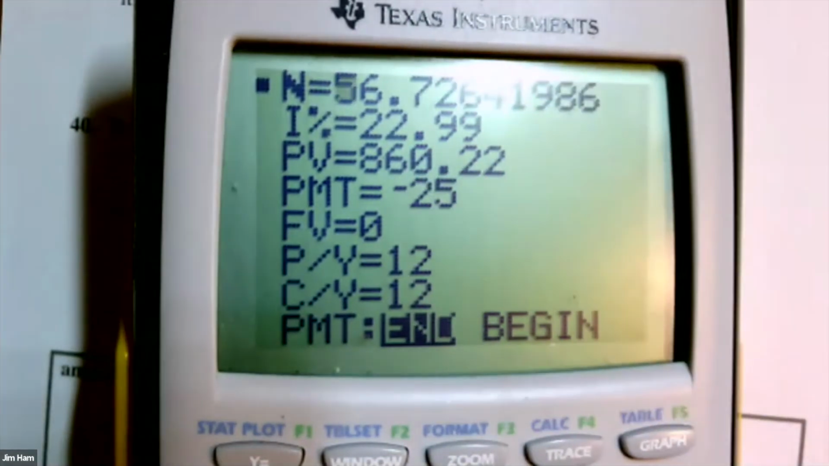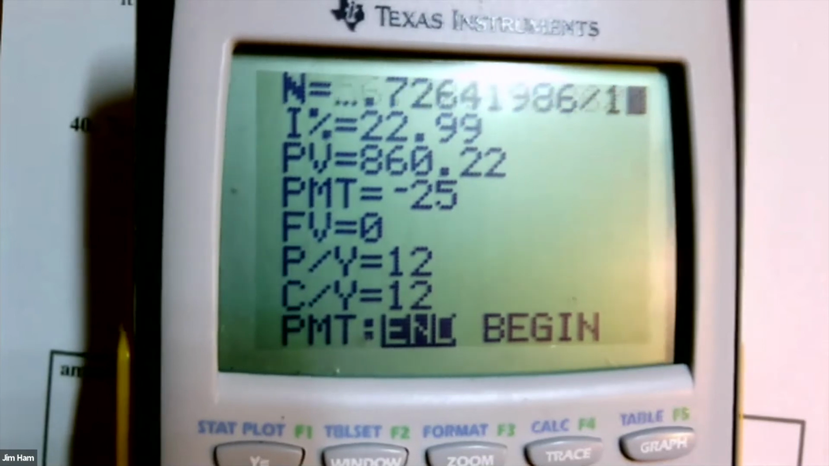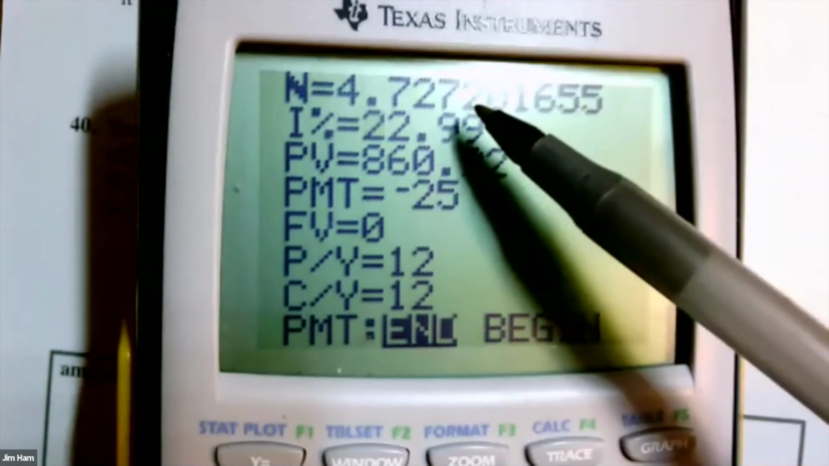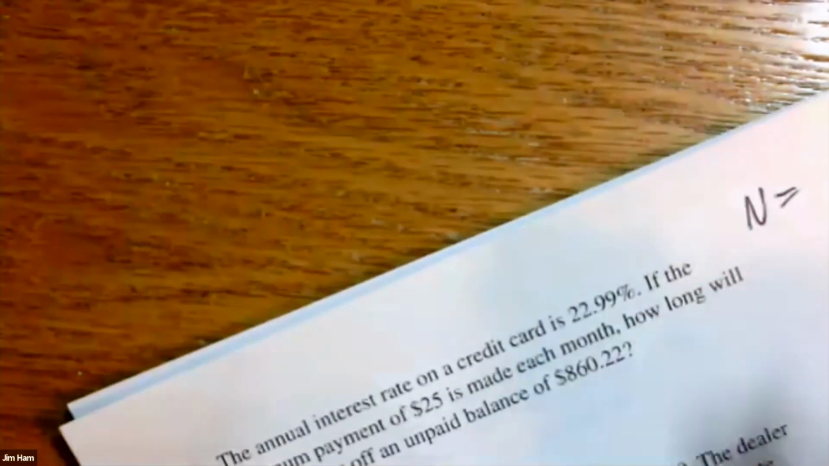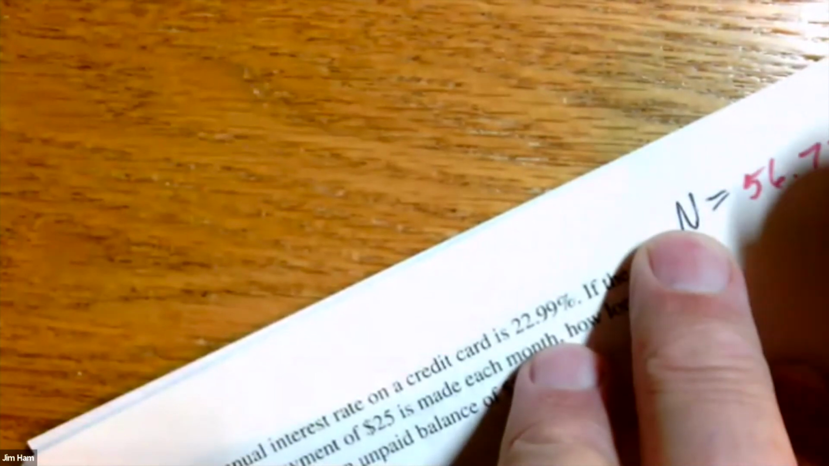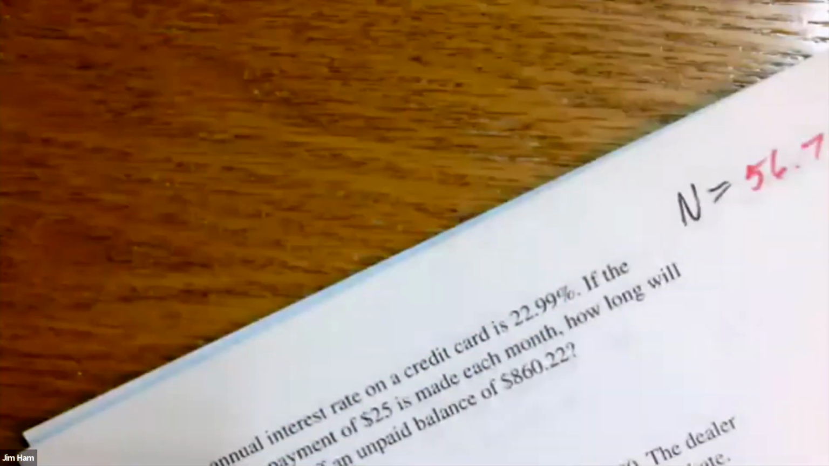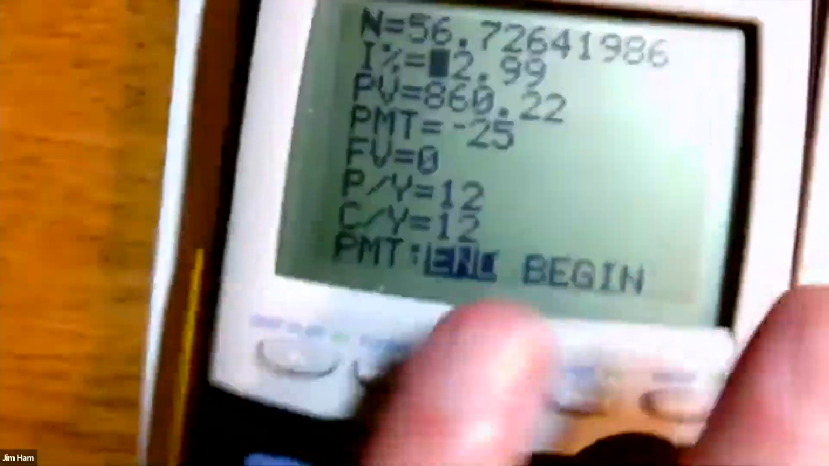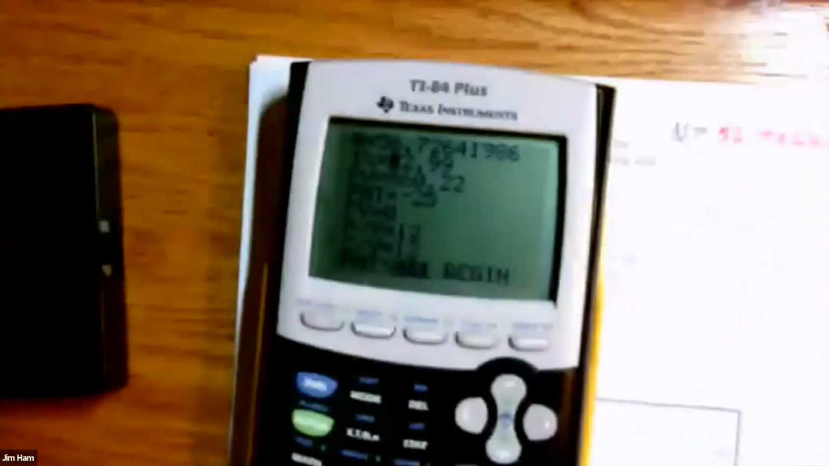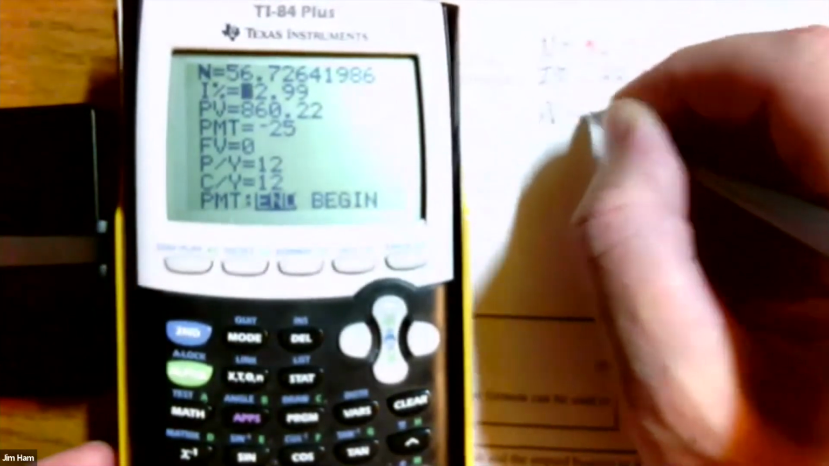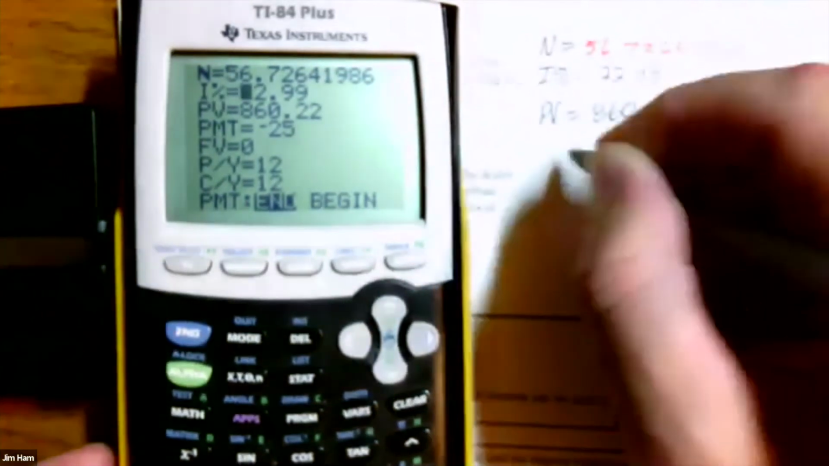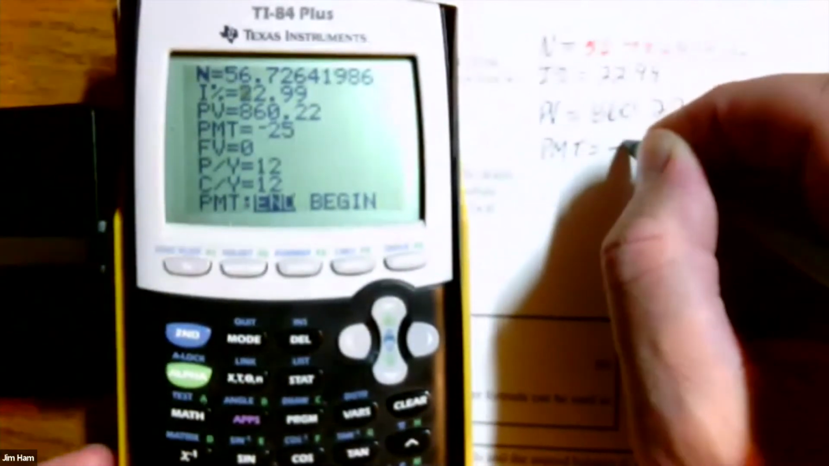So I think your answers are good. What I like to do is just scroll to the end and just say divided by 12. And there's the number that many of you came up with. Okay. So n is going to be equal to 56.72641986. I/Y is equal to 22.99. Present value is 860.22. Payment is equal to -25.